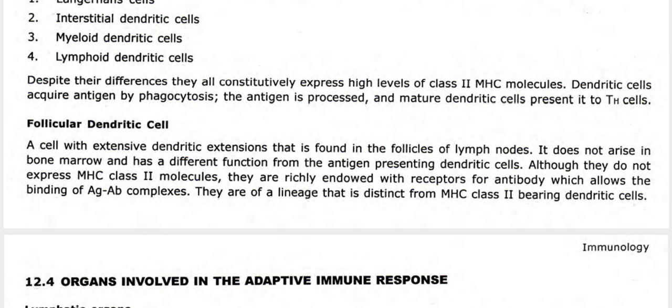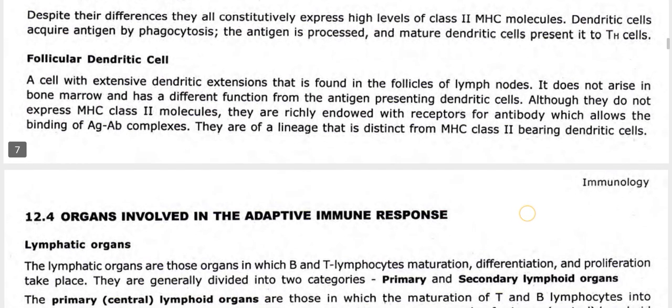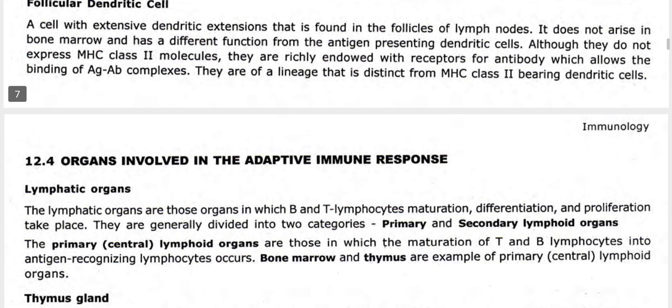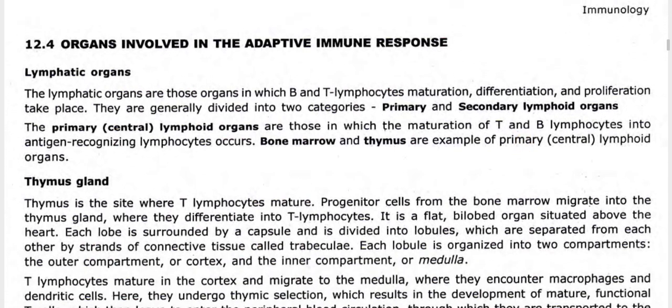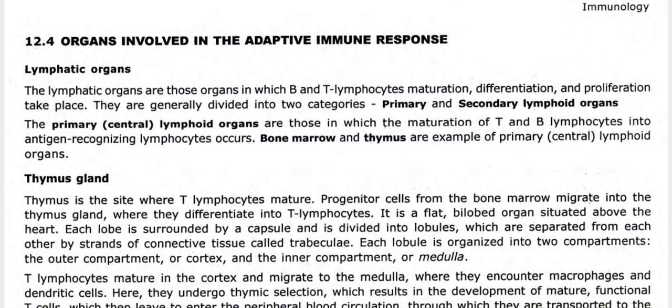Then the follicular dendritic cell, a cell with extensive dendritic extensions that is found in the follicles of lymph nodes. It does not arise in bone marrow and has a different function from the antigen presenting dendritic cells. Although they do not express MHC class II molecules, they are richly endowed with receptors for antibody, which allows the binding of Ag-Ab complexes. They are of a lineage that is distinct from MHC class II bearing dendritic cells.